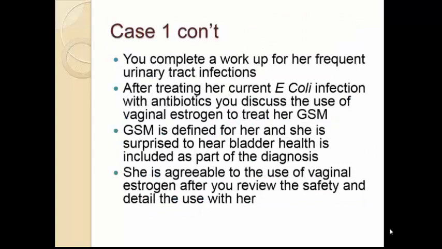You complete your workup for her frequent urinary tract infections. After treating her current E. coli infection with antibiotics, you discuss the use of vaginal estrogen to treat her GSM. GSM is defined for her, and she is surprised to hear bladder health is included as part of the diagnosis. She is agreeable to the use of vaginal estrogen after you review the safety and detail the use with her.